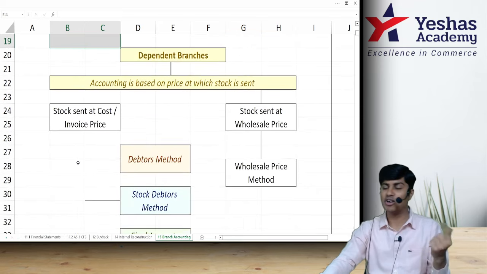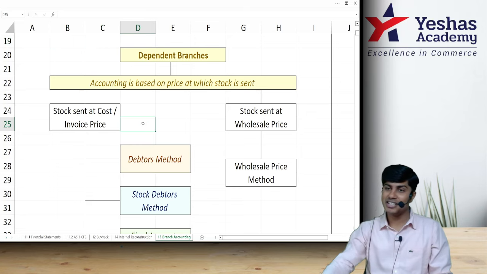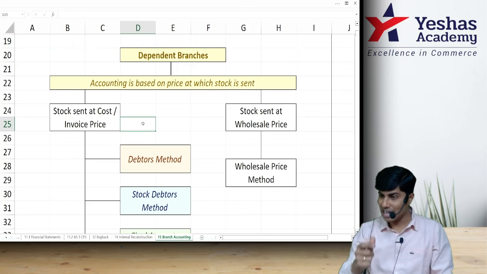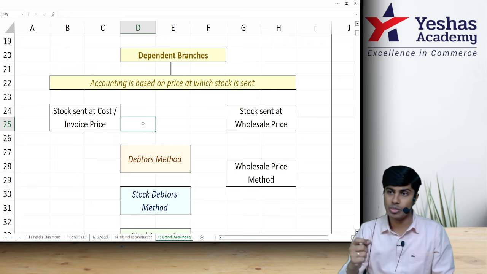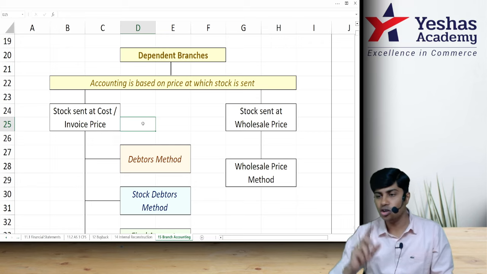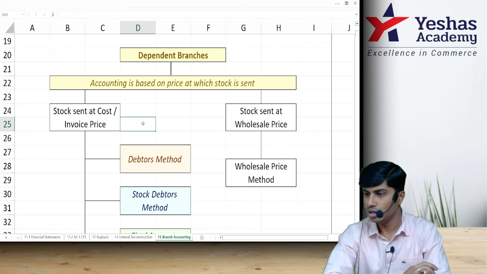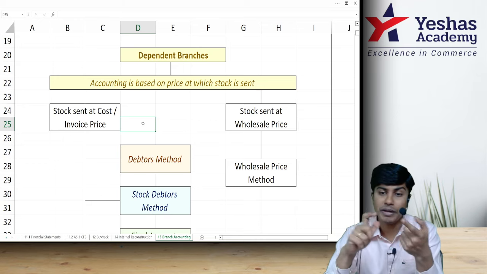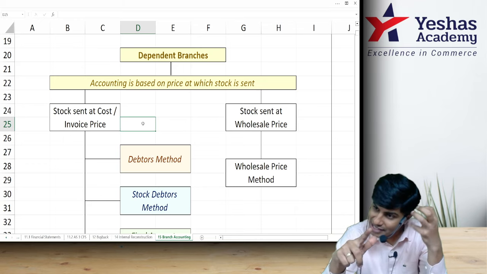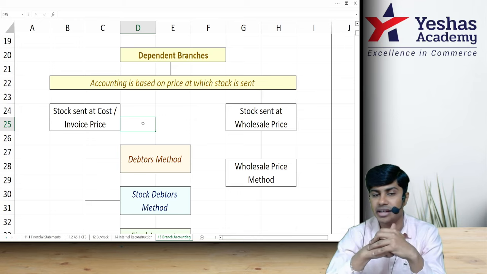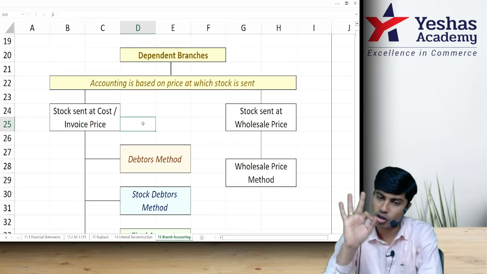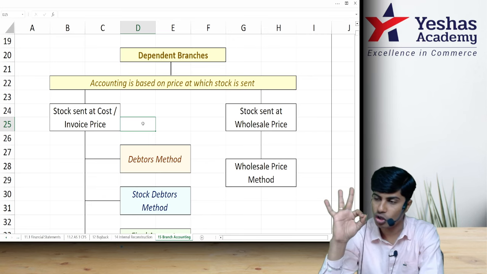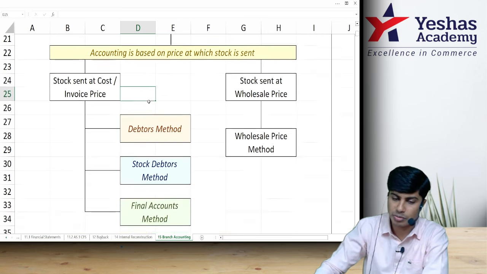Further, for the purpose of accounting, this dependent branch can be classified. This classification is based on the rate at which head office will choose to send the goods to branch. If the head office decides to send the goods to branch at cost price or invoice price, treating the branch like a debtor, the accounting will be done under one of three methods: debtors, stock debtors, and final accounts.